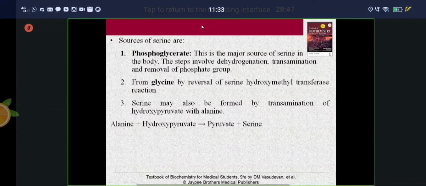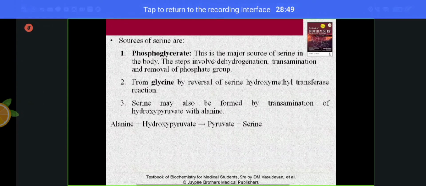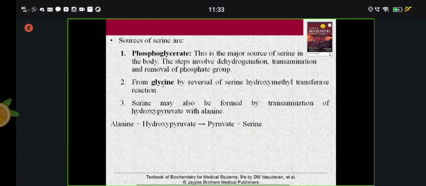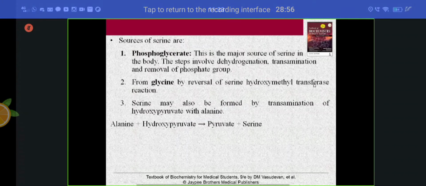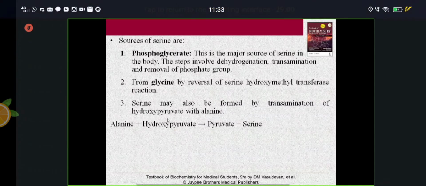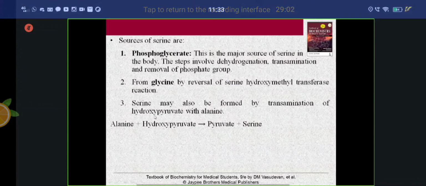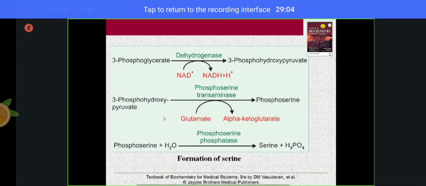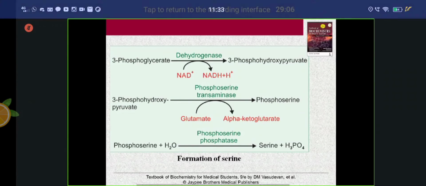Now coming to serine. Just a few points about serine. Phosphoglycerate. And you know the glycine, we have seen already, no? Serine hydroxymethyltransferase. This reaction is reversible. It can also be formed from hydroxypyruvate. It's the same thing. So we have completed glycine. And we are going for serine.